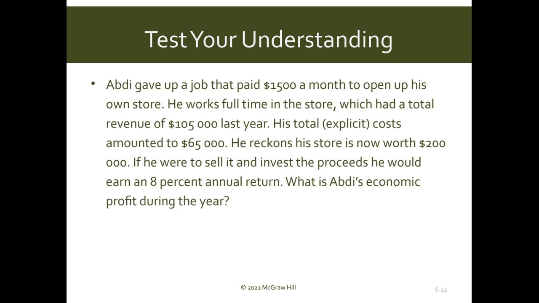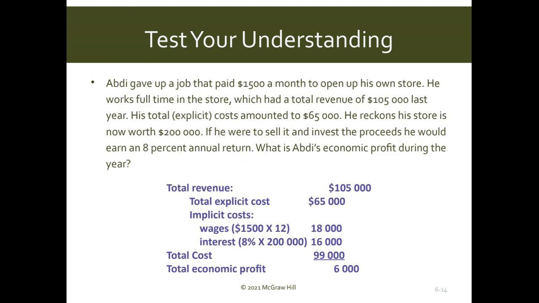The earning on this $200,000 will be your implicit cost that you are giving up in order to run this business. So let me show you how you calculate implicit, explicit, accounting, and economic profit. Total revenue in the question, I've already given you the question as well, so you can read this as well. So $105,000 is total revenue. Total explicit cost, which is given, is $65,000.